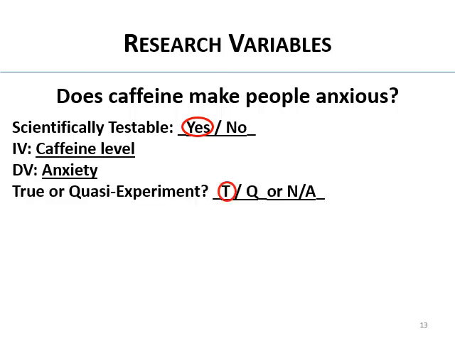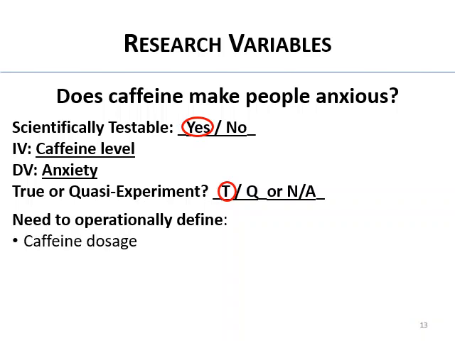Can we randomly assign people to different caffeine levels? Yeah, we sure can. So if you randomly assign them to caffeine levels, it would be a true experiment, right? If you somehow just measured how much caffeine people get from their daily visits to Starbucks, that would be a quasi-experiment. But I'm assuming it could be a true experiment, so I'm going there. Again, you need to operationally define what the caffeine dosages are, what the anxiety level is, and how you are going to measure and operationalize anxiety.